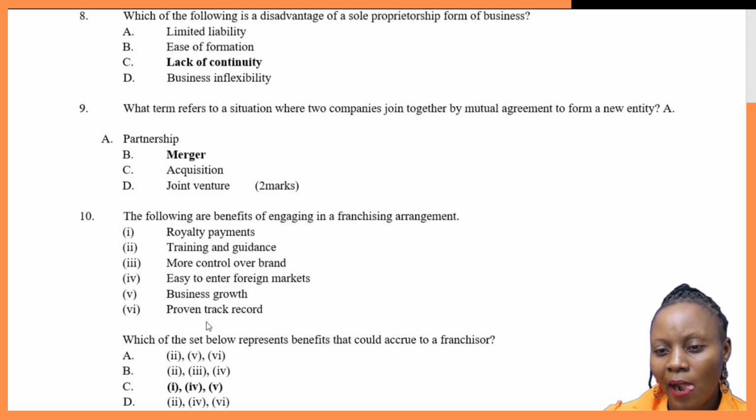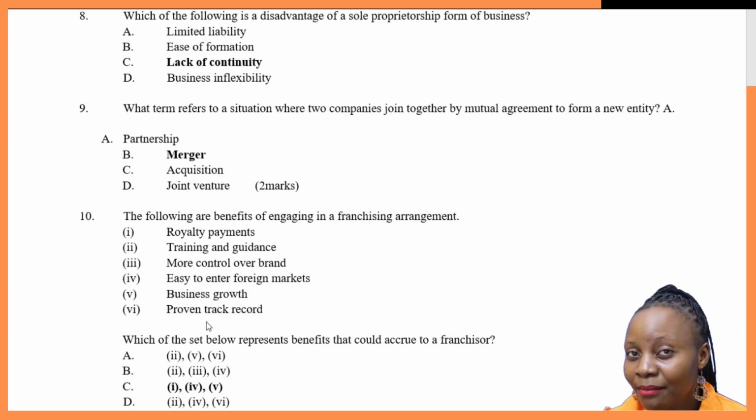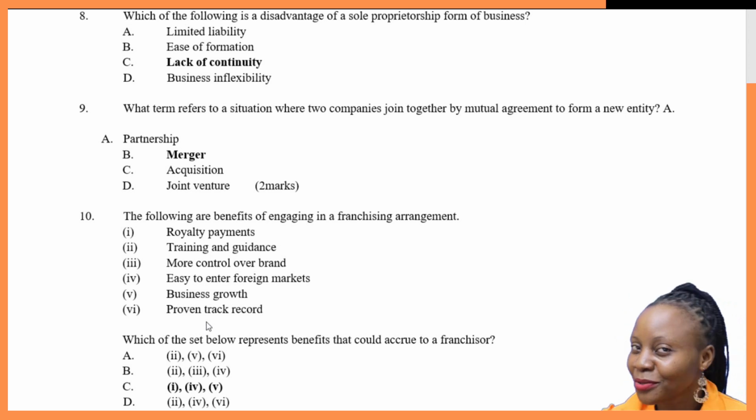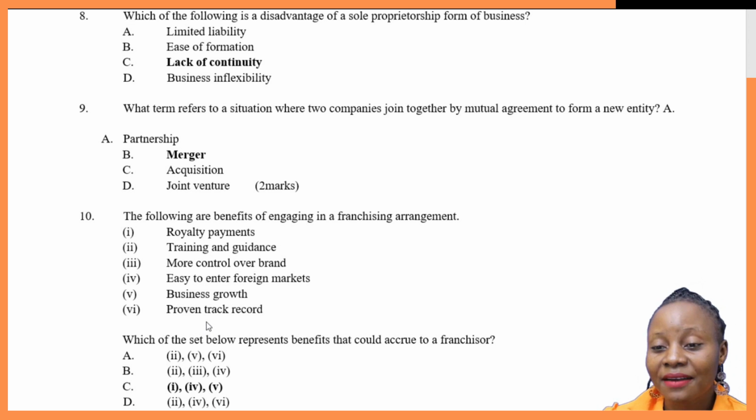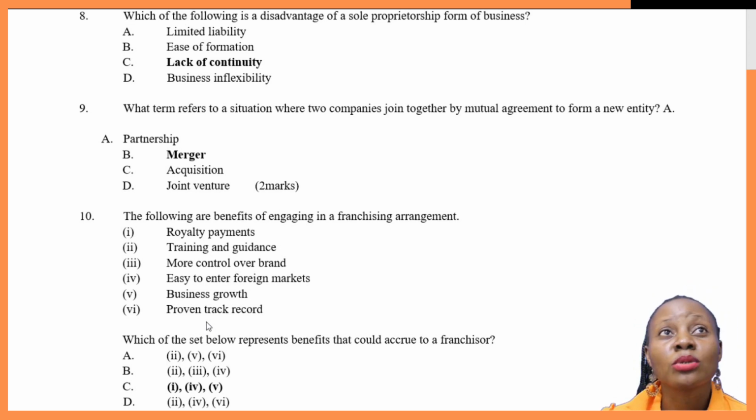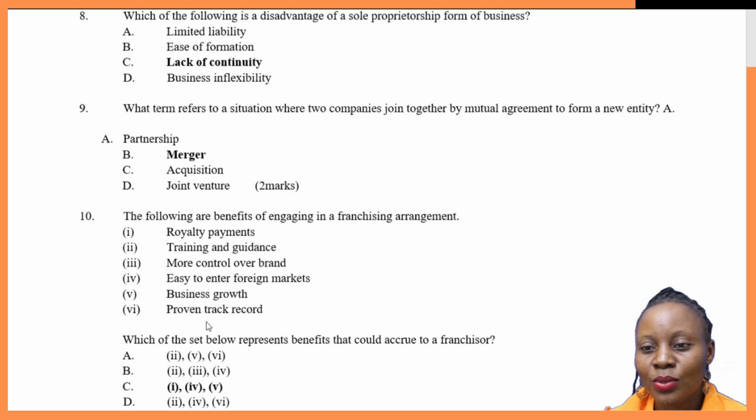Also, we have another advantage, whereby it will be easy for you to enter into foreign markets through this other person who has come and agreed with you to use your brand name, to use your trademark, and go and do business in another country. That is how you will access a foreign market. So it is easy to enter foreign markets because the person you've granted permission to use your brand name is the person who is going to do business in another country. So as a result, it will lead to entry into foreign markets.